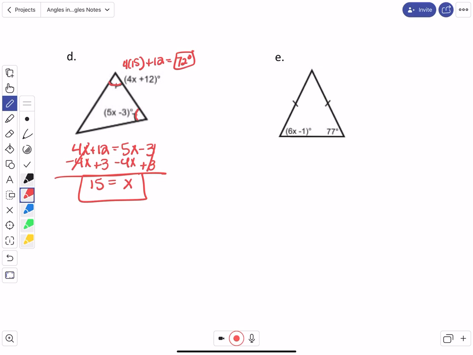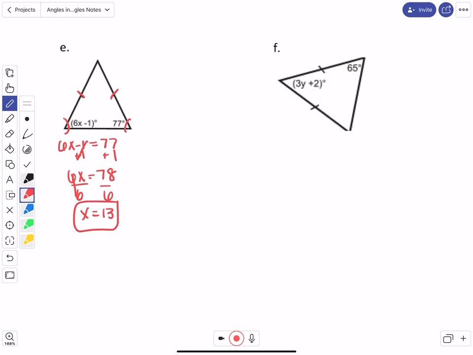Okay. On E, since these sides are marked as being the same, I know that this angle and this angle would be the same. So I can take 6x minus 1 and set it equal to 77. And now I'm going to solve for x. So I would add 1 and get 6x equals 78. And 78 divided by 6 is going to be 13.